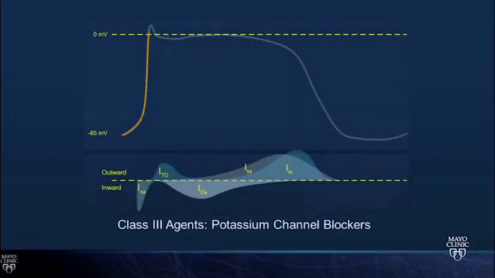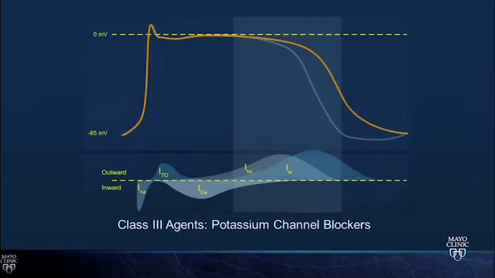Compare that to the potassium channel blockers. With potassium channel blockers, the phase 0 remains the same, whereas the phase 3 is prolonged. And because of that, on the surface ECG, your QT interval is prolonged.